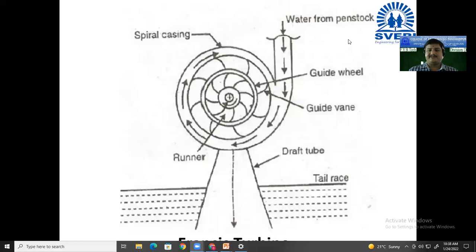In the Francis turbine, guide wheels are moving, fixed, rotating, and another option may be there. In that case, you must write guide wheels are fixed and runner vanes are moving. Don't make it reverse, otherwise your turbine may not work. If guide vanes are running and runner vanes are fixed, then the turbine will not work. So always keep in mind, guide wheel and guide vanes are fixed, runner and runner vanes are moving.